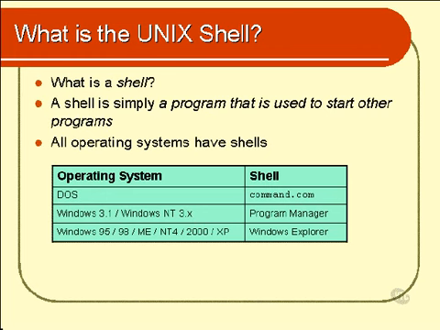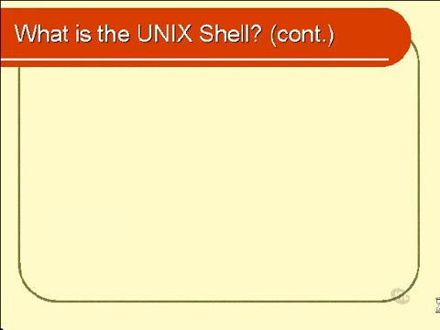Now, as you can see, both Program Manager and command.com are simply programs that are used to start other programs. They both go about it in completely different ways. With command.com, you have to type in the name of the program that you want and then press enter. With Program Manager, you're presented with a series of icons which you then double click on to start the program that you want. And later versions of Windows, such as Windows 95, 98, 2000 and so on, use a program known as Windows Explorer. That's the program responsible for putting the icons on your desktop and also for putting the Start button in the lower left hand corner of your screen. Anyway, let's talk a bit more about the Unix shell in particular.